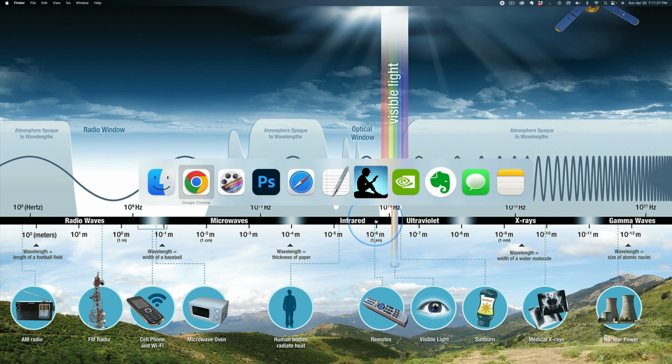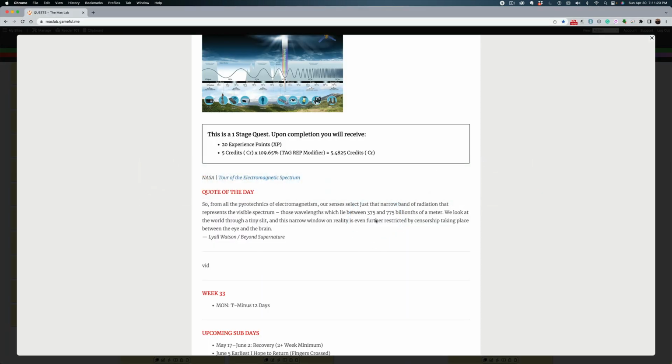However, science can't cover everything. I'm trying to help you understand that in that electromagnetic spectrum, we see the world through a tiny slit. And this narrow window in reality is restricted further by censorship taking place between the eye and the brain. Oh, come on, man. If I can see it, I can think it, I perceive it. Sure about that?